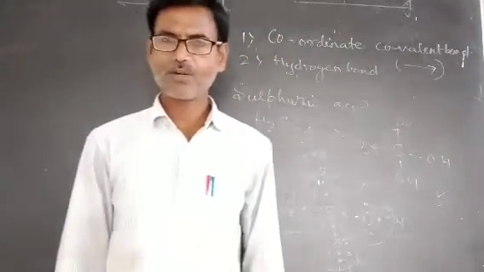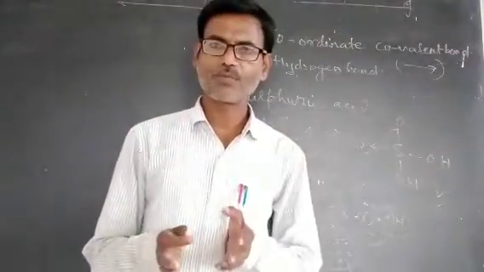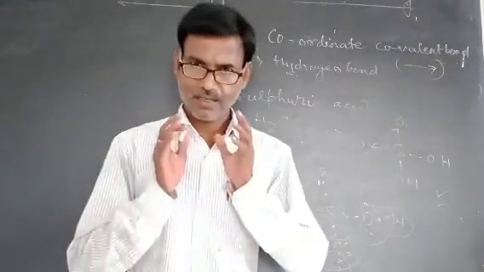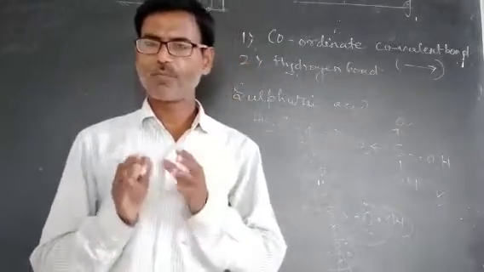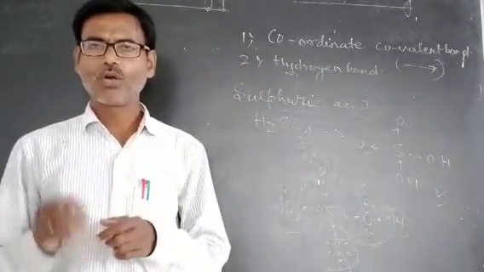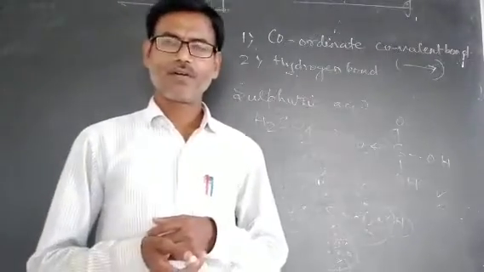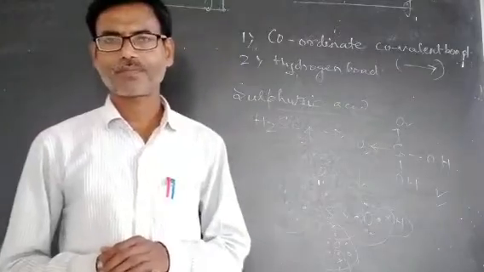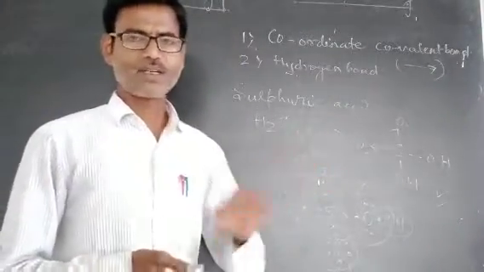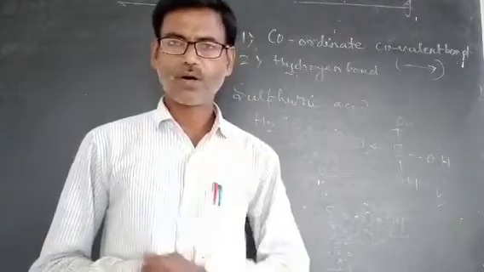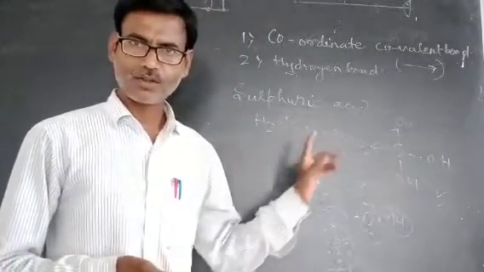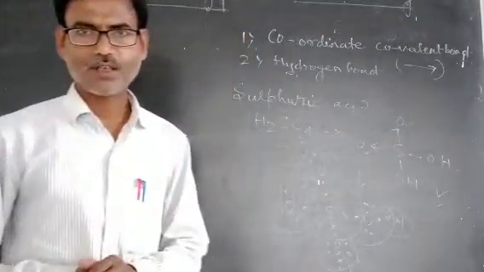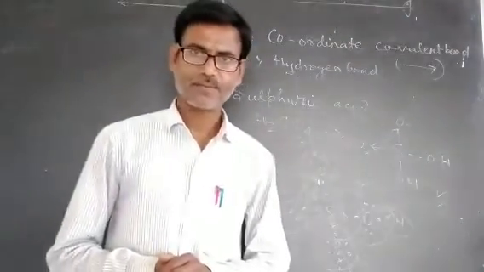Very simple to understand. Coordinate covalent bond is a special type of covalent bond in which the electrons required for bond formation are given by only one participating atom. This kind of bond is also called dative bond. In the sulfuric acid molecule we find 2 dative bonds which link 2 oxygen atoms with the central sulfur atom. Dative bond is also seen in the ammonium ion.